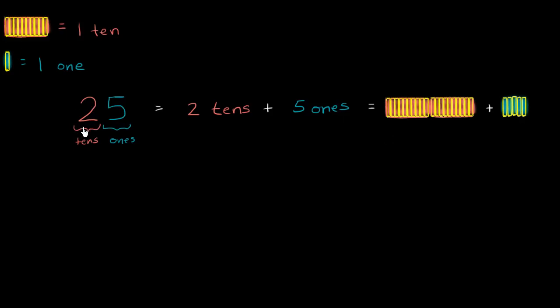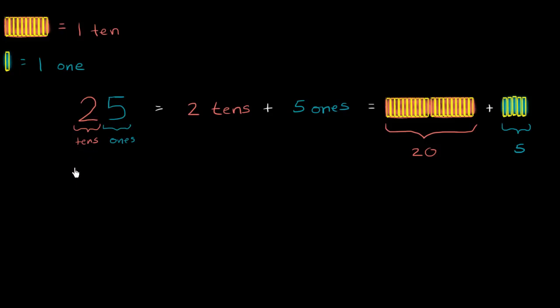25 is 2 tens and 5 ones. This 2 is in the tens place. The 5 is in the ones place. So 2 tens plus 5 ones. So you could view this as 2 groups of 10 plus 5 ones right over here. And what is this going to be the same thing as? Well, 2 groups of 10, this is the same thing as 20. And this over here is equal to 5. So once again, all ways to represent 25.